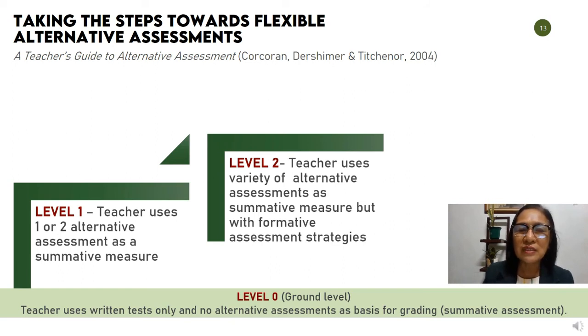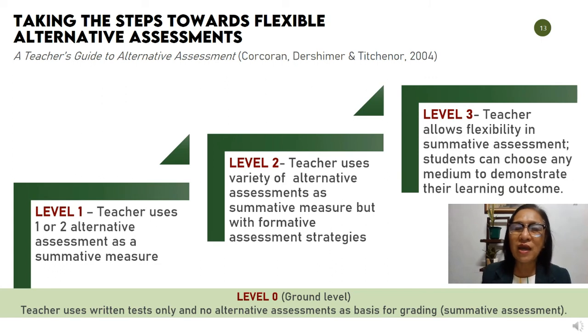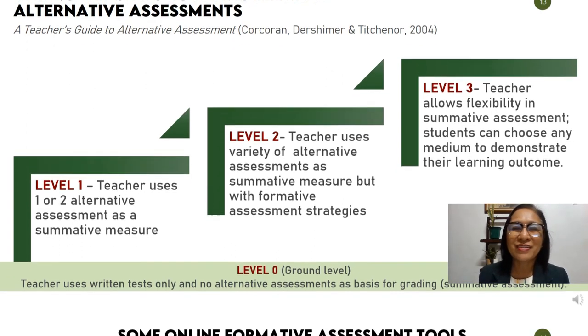These are teachers who use assessments for and as learning, who allow students to reflect on their work by providing them feedback before they submit the final output for grading. Teachers at level 3, the highest level, are those who allow flexibility in summative assessments. Students can choose any medium to demonstrate their learning outcome. And since this ladder is a hierarchy, teachers at level 3 have the attributes of level 1 and 2. So for us teachers, where are we now in the assessment ladder?